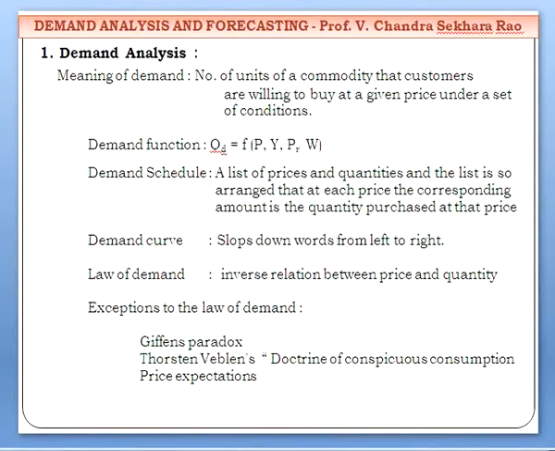Let us discuss in detail the meaning of demand and the determinants of demand. In economics, we define the word demand as the number of units of a commodity that customers are willing to buy at a given price and under a given set of conditions. Demand always means how many units consumers are willing to buy, given the price and given the set of conditions.